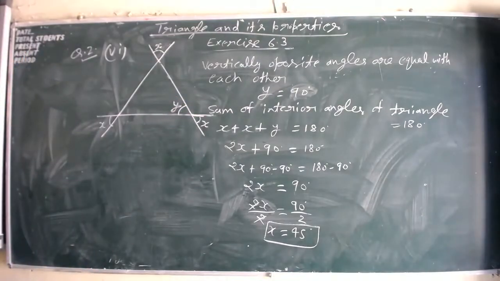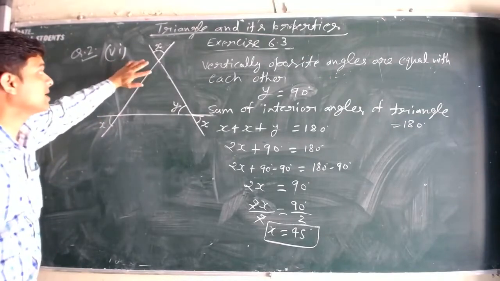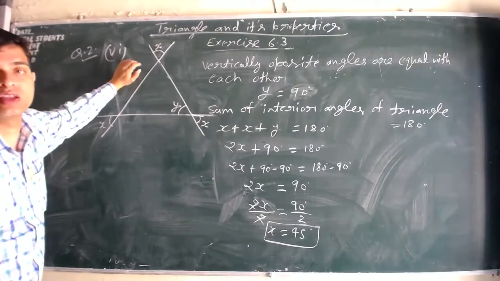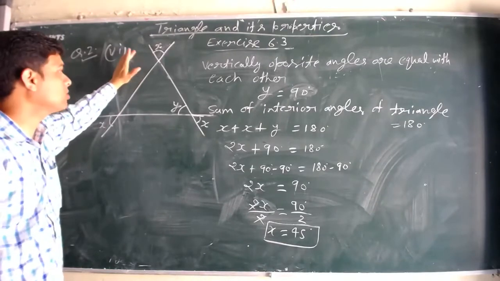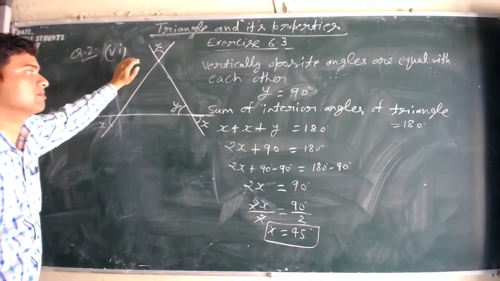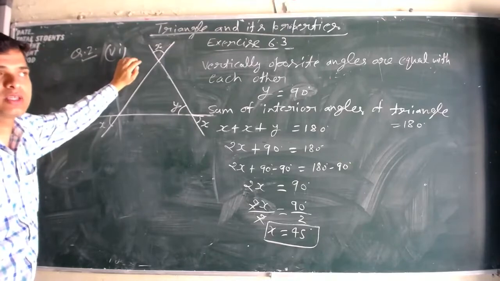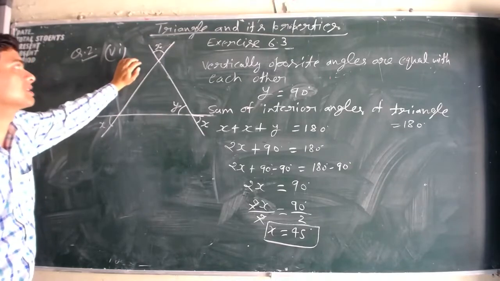Now the question is how we can solve this, because no measurement of any angle is given here. कोई भी measurement किसी भी angle की given नहीं है, but हमें कुछ properties पता हैं, उसकी help से हम इसको solve कर सकते हैं.